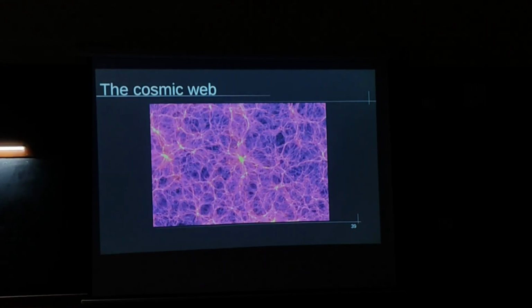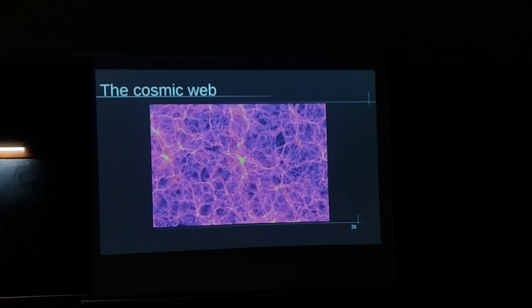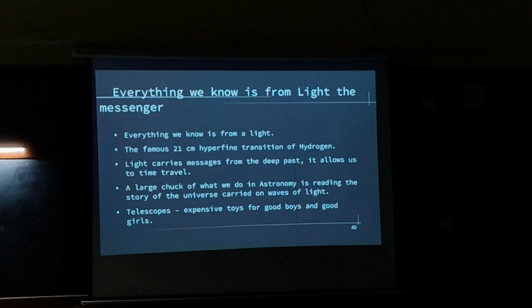No, this is an image from a simulation, but the observations match with this. You can't get this bird's eye view of the entire observation, but you can model this stuff. You should see the galaxy distributions like this. So now we'll move on.